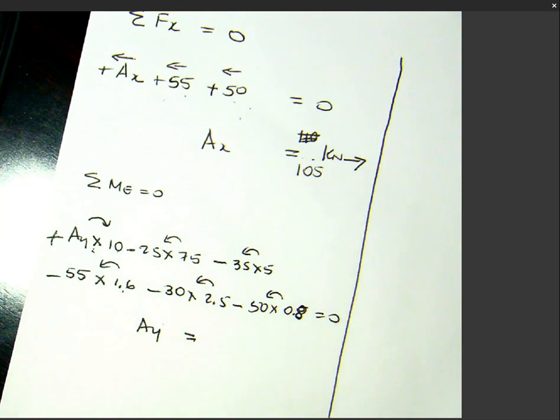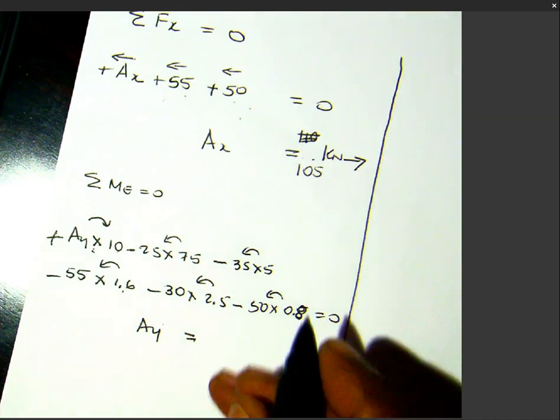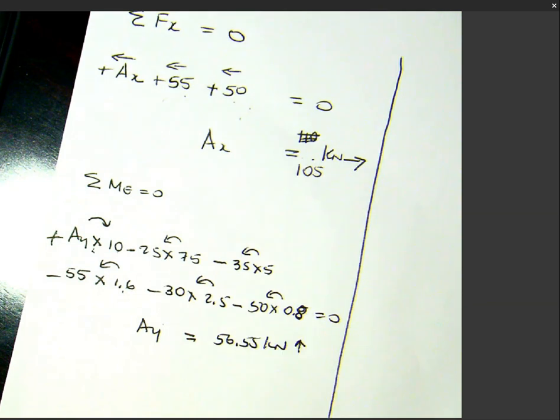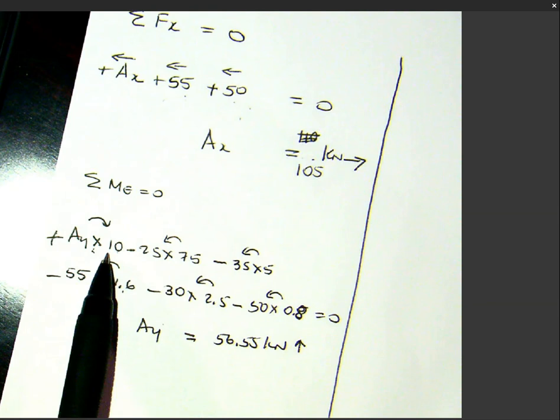Divide by 10. Then according to this it's 56,55 kilonewtons and it's going up. Why am I saying it's going up? I'm getting a negative answer here. If I take it to that side of the equal sign, it becomes positive, and then I divide by 10. Then it remains 56. I hope that answer is correct.